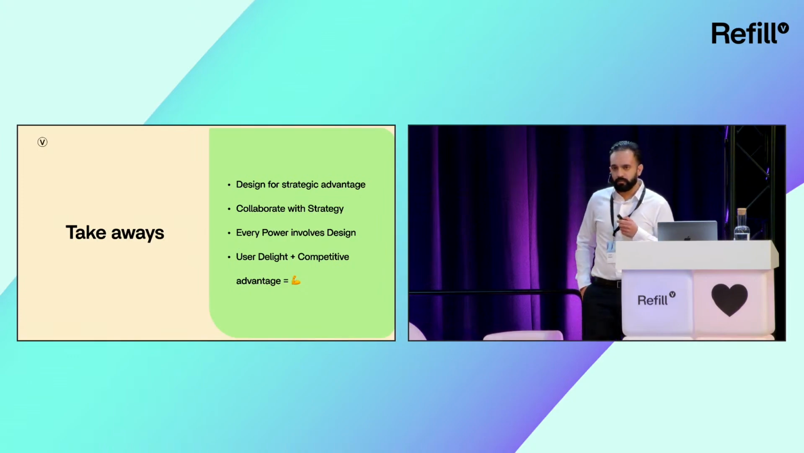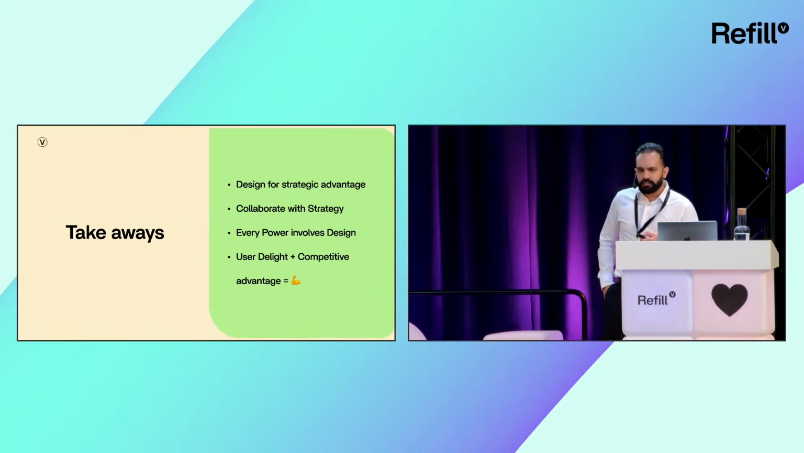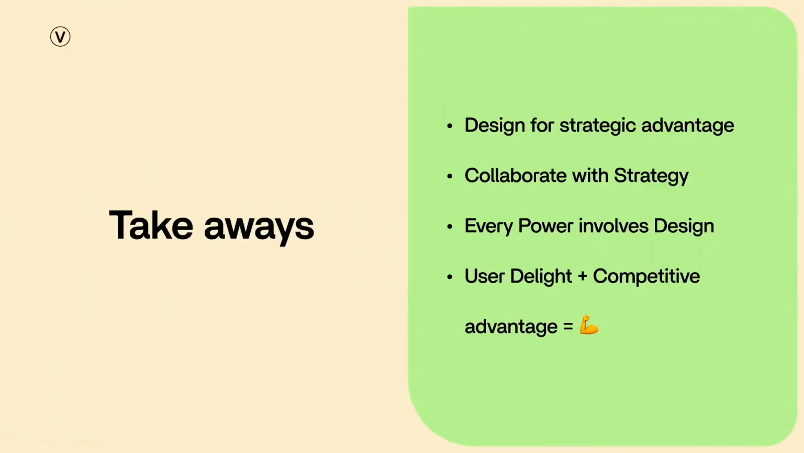Here are some key takeaways I would like you to take with you. Design for strategic advantage. Collaborate with strategy. Be curious what the company's strategy is and how you can help them. Every power involves design, as I showed, and user delight and competitive advantage give you the muscle.